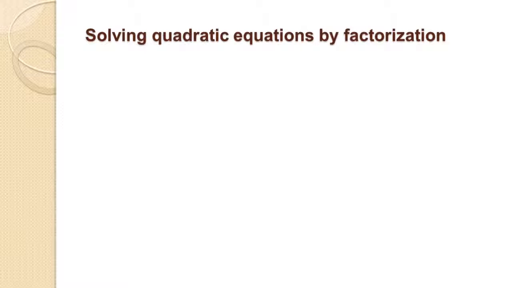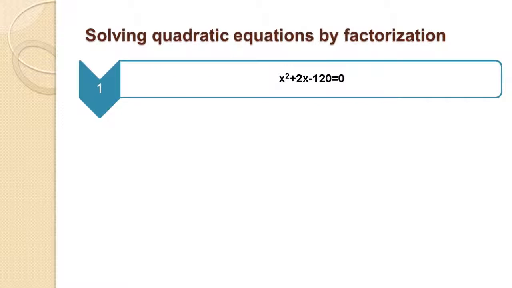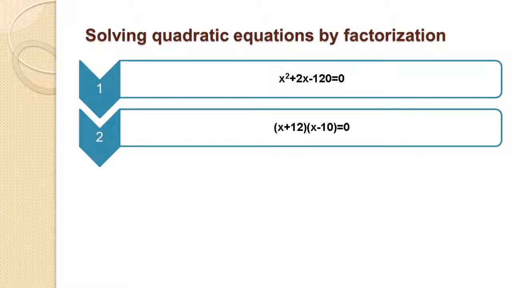Let's find the remaining solution to the previous equation. In order to find the remaining solution, you must repeat the process. The previous equation was the square of x plus 2 times x minus 120 equals 0. The first step, as mentioned before, is to factor the trinomial, and the resulting factors are x plus 12 and the difference between x and 10.